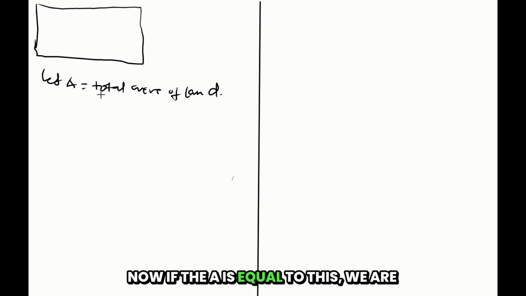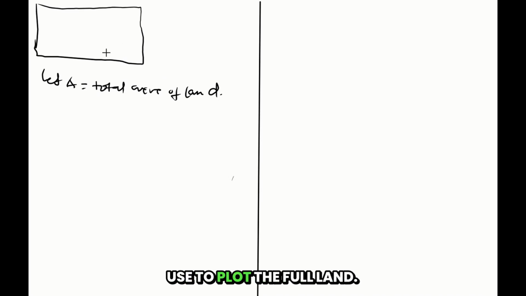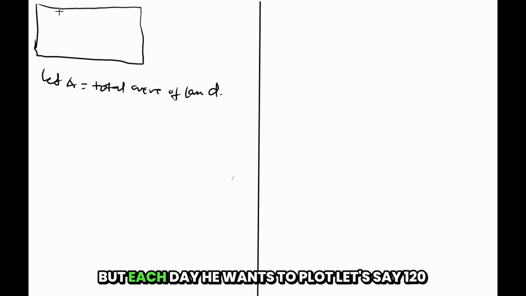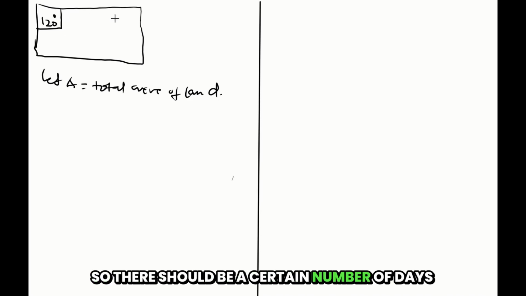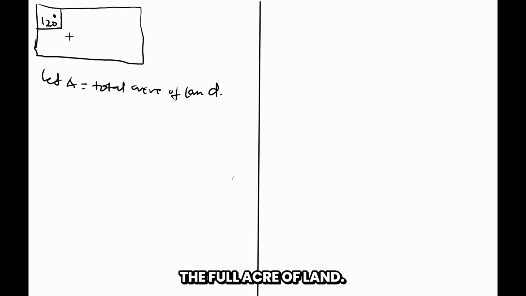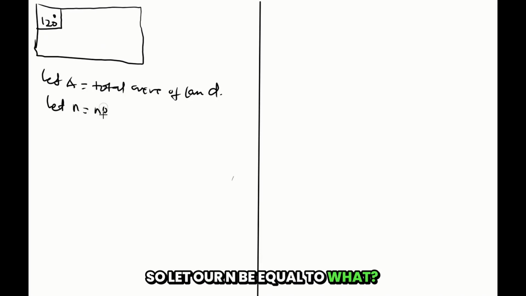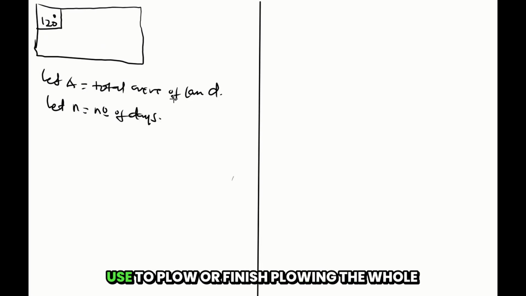Now, if A is the total area, we are saying that he divided this full portion into a certain number of days that he will use to plow the full land. Each day he wants to plow 120 acres, so there should be a certain number of days that this 120 acres will finish the full acre of land. So let n be equal to the number of days he wants to use to finish plowing the whole land.